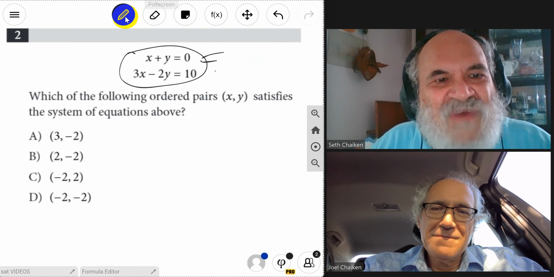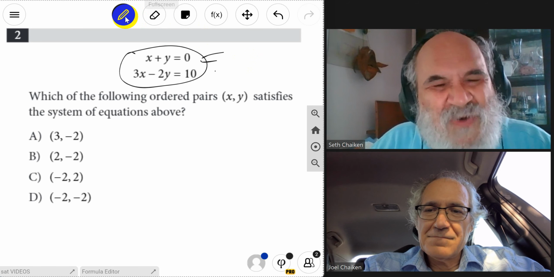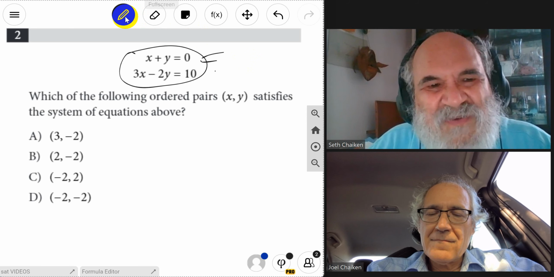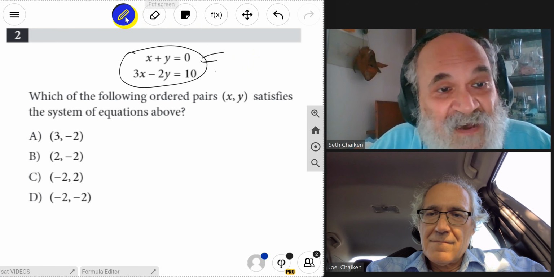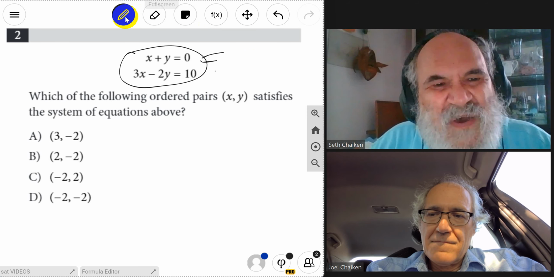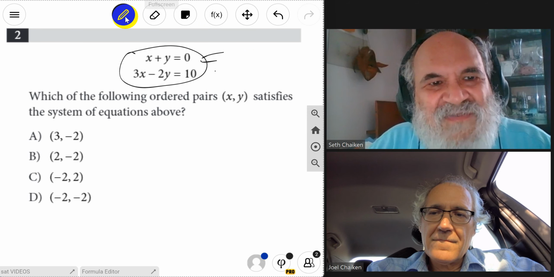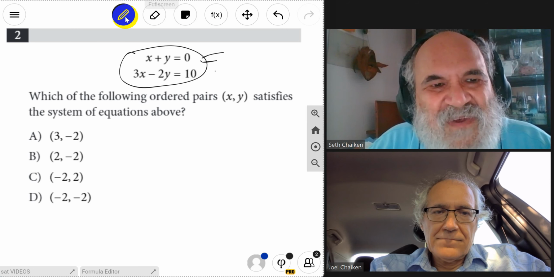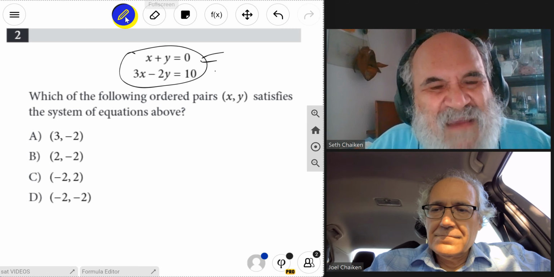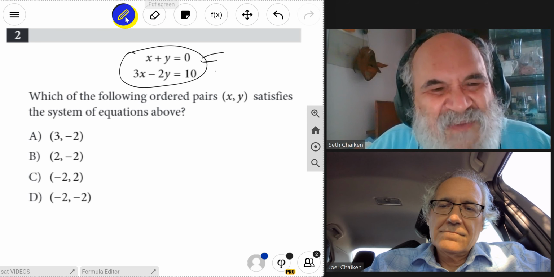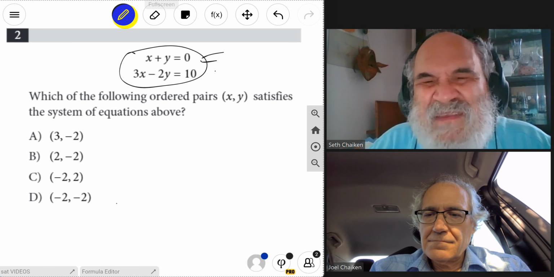Answer the question that is written. Which of the following ordered pairs, look at them, satisfies the system of equations above? So let's see if D satisfies it. Well, the easiest equation to check is the top one. The top one says, see if the x plus the y of the ordered pair equals 0. Well, try D. The x is minus 2, the y is minus 2. So x plus y is minus 2 plus minus 2, which is minus 4. So it can't be this.